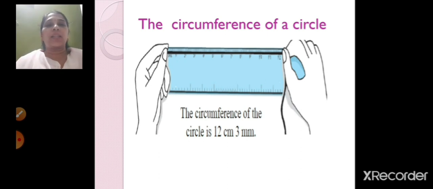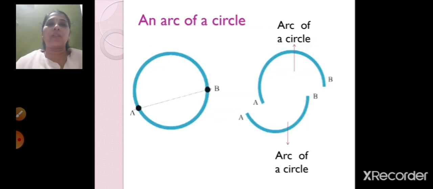You are going to take a thread and one end of the thread you are going to surround it near that circular object, and that whole circle you will do it, and then you will take that much thread and measure it on a measuring scale, right? What is the distance of that thread, and with that you will get the circumference of the circle. Now let's move to the next component of the circle, that is an arc of a circle.